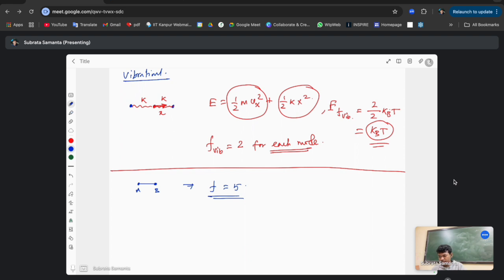Let's say we have this kind of molecule with four atoms in the molecule. How many degrees of freedom are there?